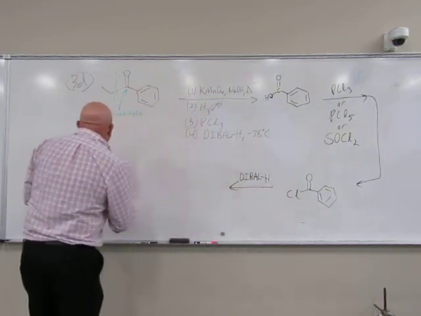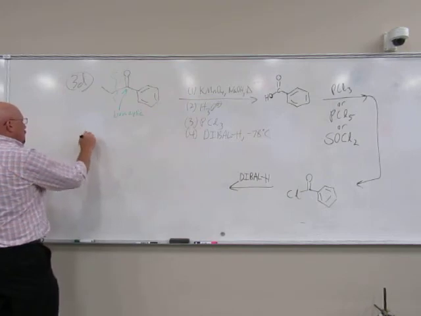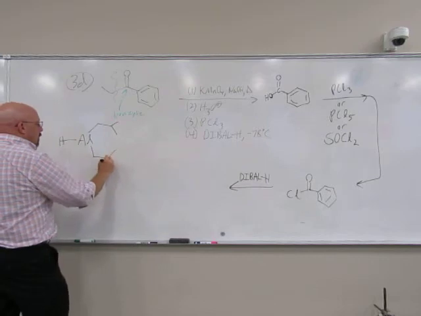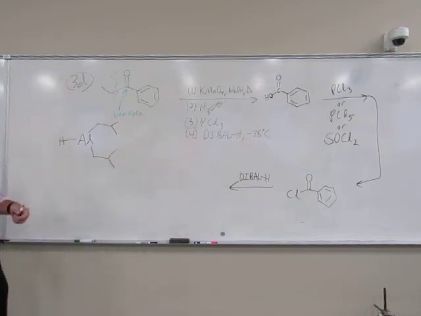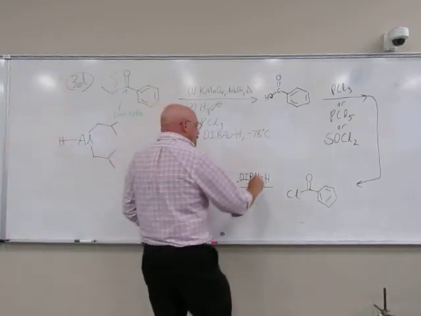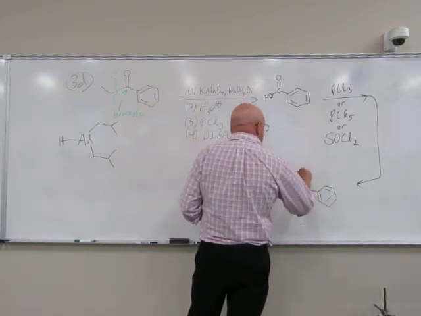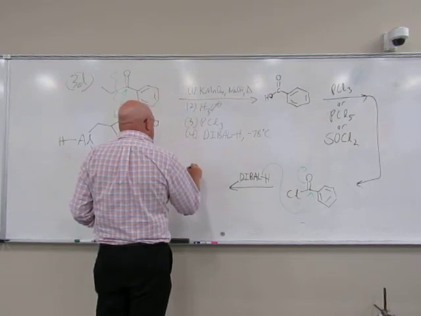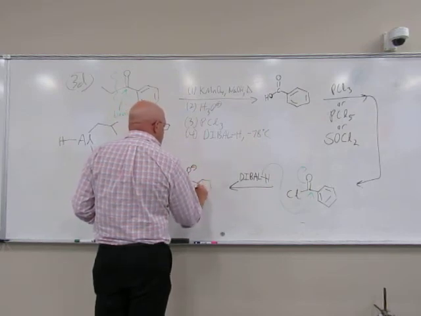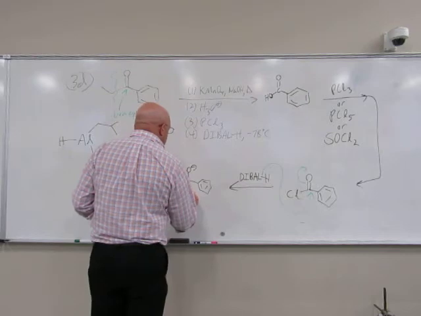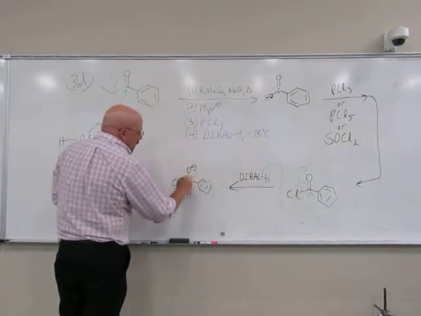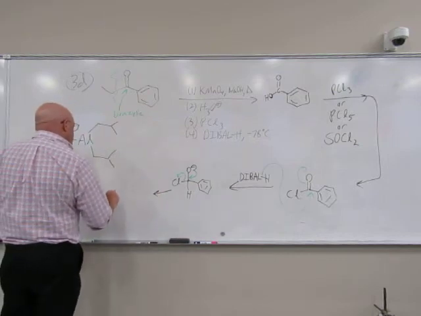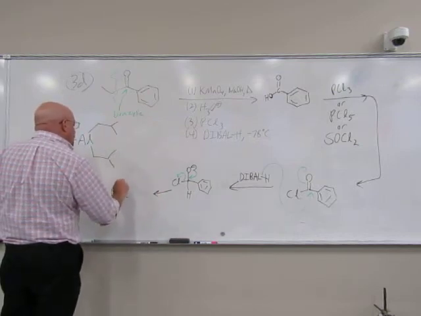Now, if you recall, DIBAL-H looks like this. This is what it looked like. So we're transferring a hydride into the carbonyl. We kick the electrons up onto the oxygen. They kick back in, reform the carbonyl, and kick the chlorine off. So this can reduce that acyl chloride to an aldehyde and stop at the aldehyde.